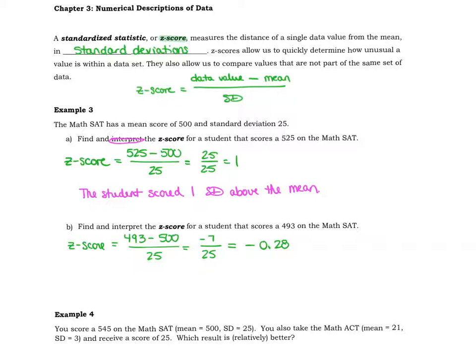And again, what does this mean? The student scored, and notice I'm not going to say negative 0.28, I'm going to say 0.28 standard deviations below the mean. We don't say they scored negative standard deviations. That would be like saying you measured negative inches tall. It doesn't work that way. The above and the below are what is done in terms of positive values. We say above, below are negative values, above and below the mean.